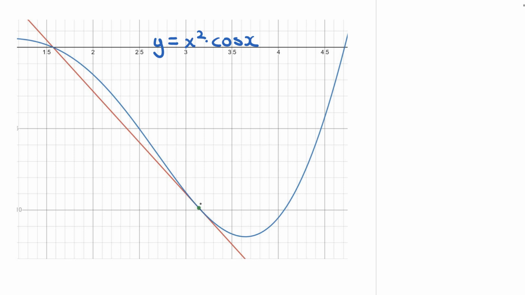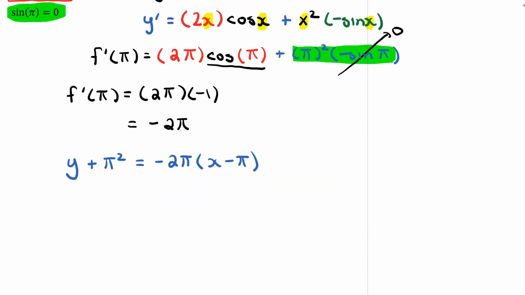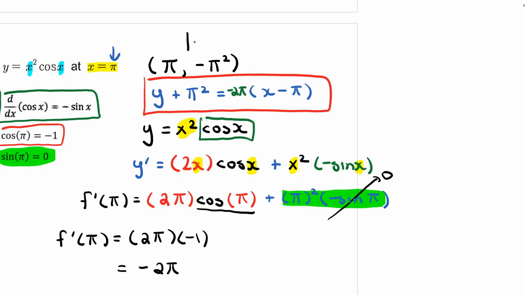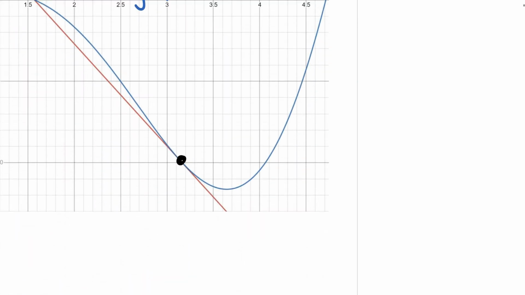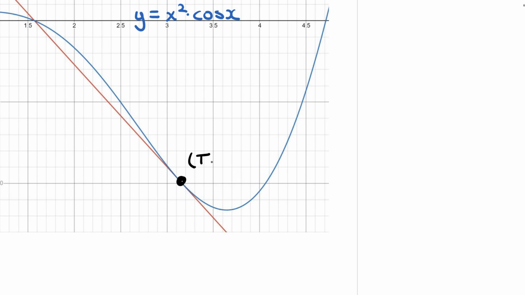And this intersection point right here is actually the very first thing that we're finding in these tangent line problems. So if I go back to my work here, it's this thing right here, right? The pi comma negative pi over 2. So this point right here is pi comma negative pi squared, sorry. I think I said pi over 2 in my previous step there, but it's actually just pi comma negative pi squared. That's the intersection point.